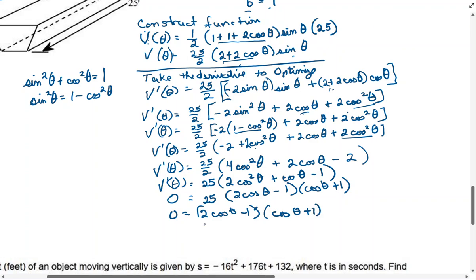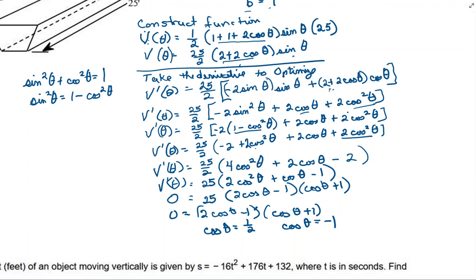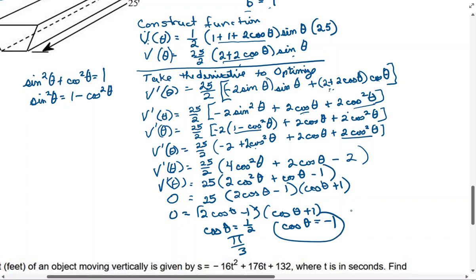So we've got cosine theta equal to 1/2, and we have cosine theta equal to -1. Well, -1 is not what we need. So all we need is this one. So this is at pi thirds, and that's what we have. Is everybody comfortable with that?